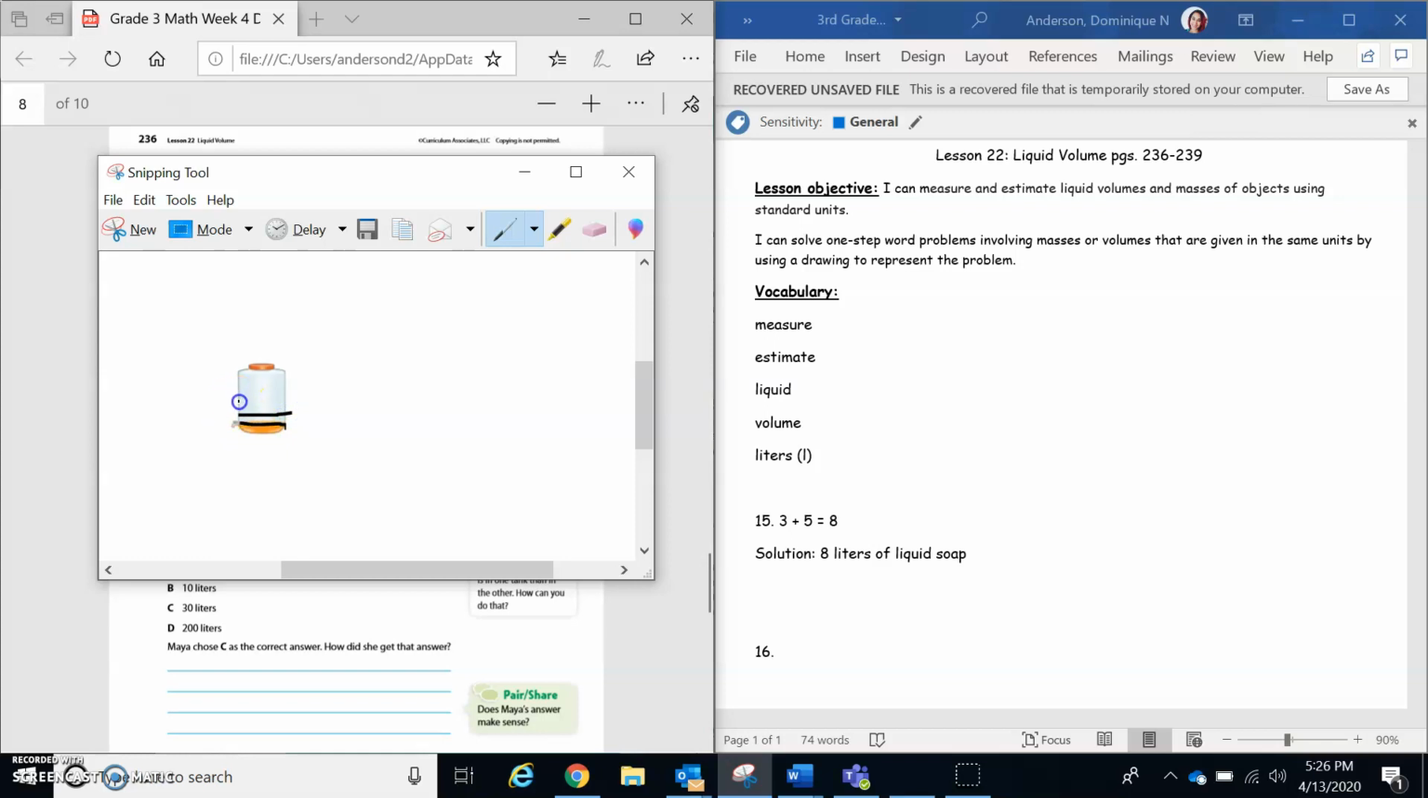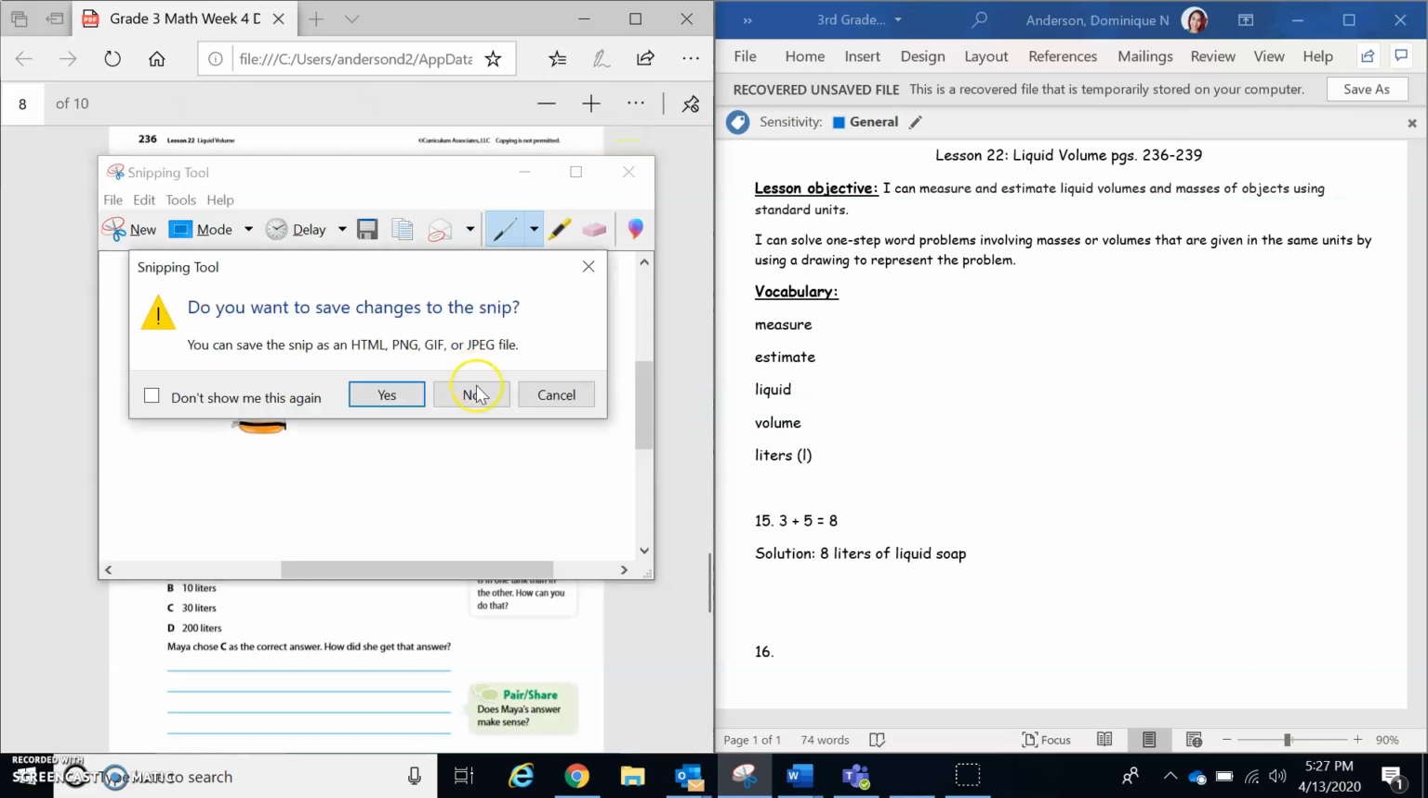Then one, two, 3 liters. One, two, four. One, two, oops, five. And if I count, I have 1, 2, 3, 4, 5, 6 liters.